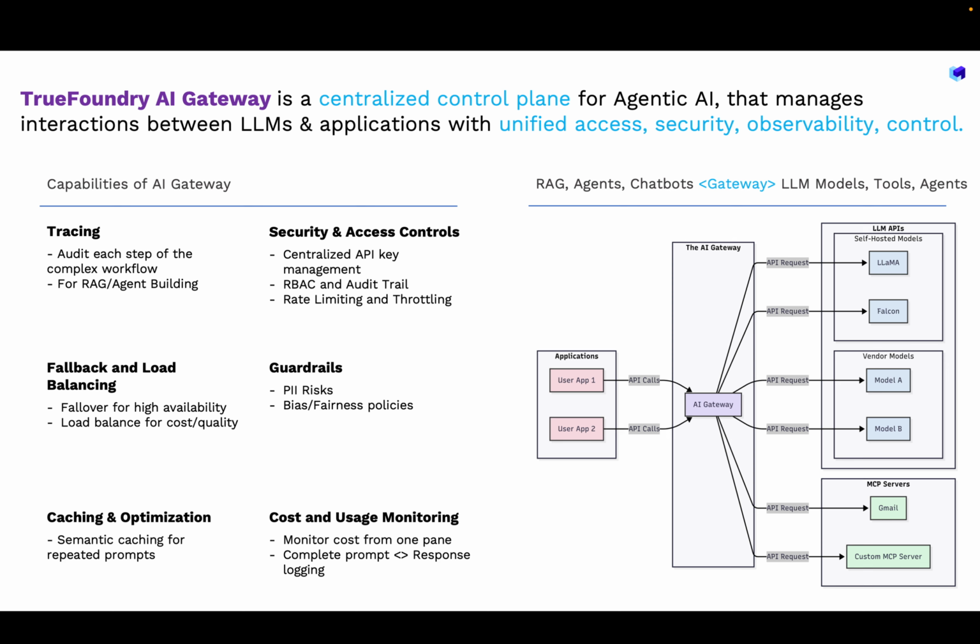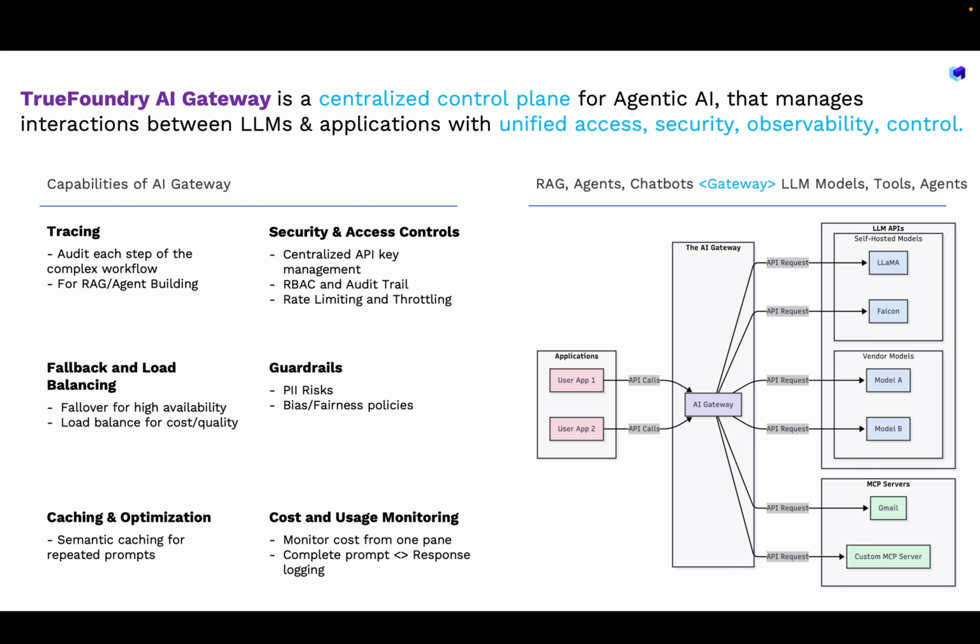You can audit each step of the complex workflow of building agents and RAGs with the tracing capability. There are security and access controls with centralized API key management, RBAC, and rate limiting. There is also fallback and load balancing for maintaining high availability and managing cost, quality, and latency.